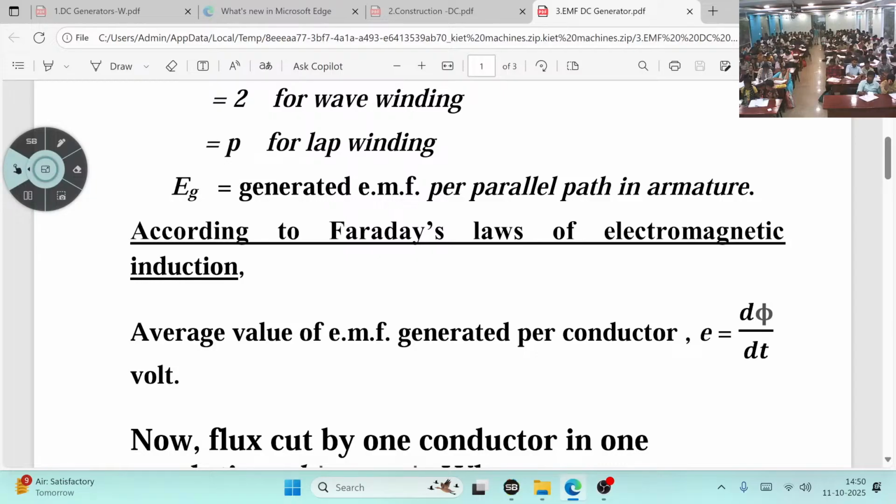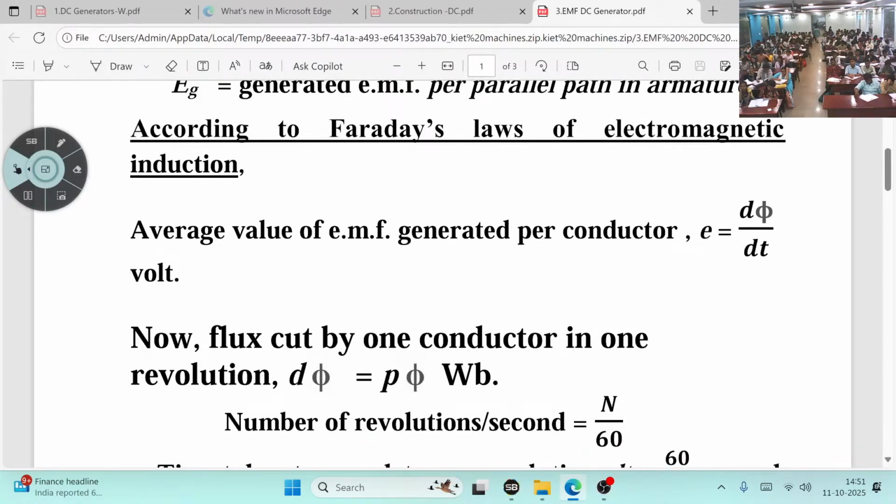Now, here the conductor is rotating. In one revolution, how many times does this one conductor cut the magnetic field? Flux is available from north pole, south pole, north pole, south pole. Let us assume the number of poles is P. How many times is the flux cut by the conductor? P times it will cut.